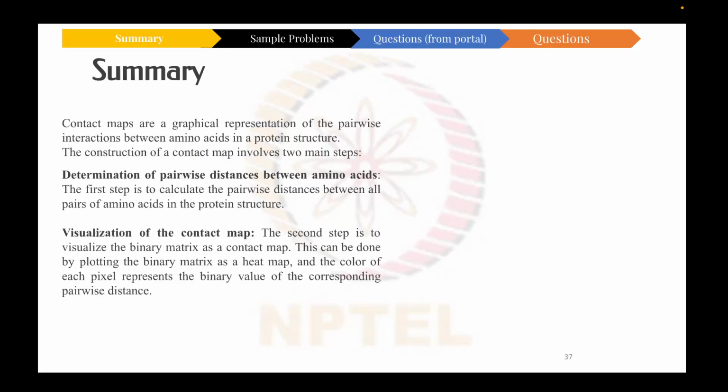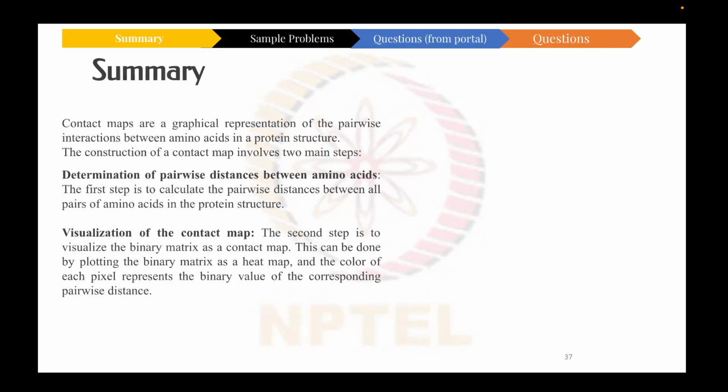In contact map construction, the first step is to calculate the pairwise distances between all pairs of amino acids in the protein structure. This can be done using various methods such as Euclidean distance, Manhattan distance, or Pearson correlation coefficient. The distances are then converted into a binary matrix, just like the dot matrix you were studying previously, where a value of 1 indicates the distance between amino acids is below a certain threshold, and a value of 0 indicates the distance is above the threshold.